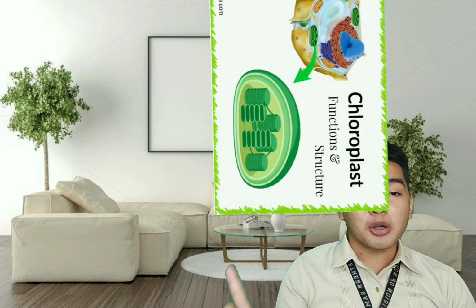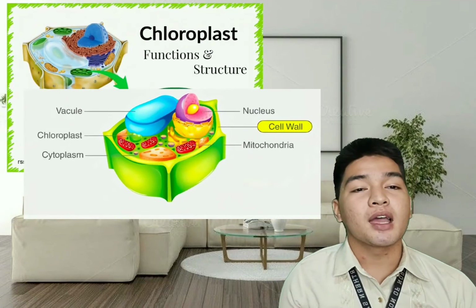Hence, we are now done tackling all the organelles present in both. Let us now move on to the organelles that are only present in plant cell and not in animal cells. And there are only two organelles present in plant cell and not in animal cell. And these are the chloroplast and the cell wall.